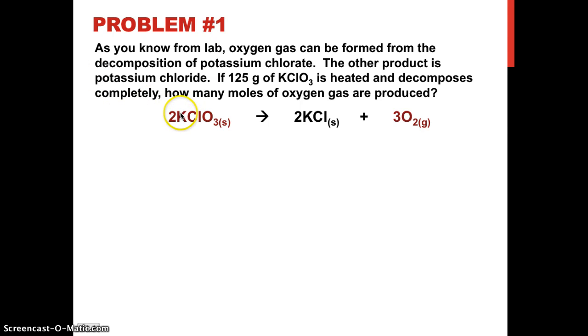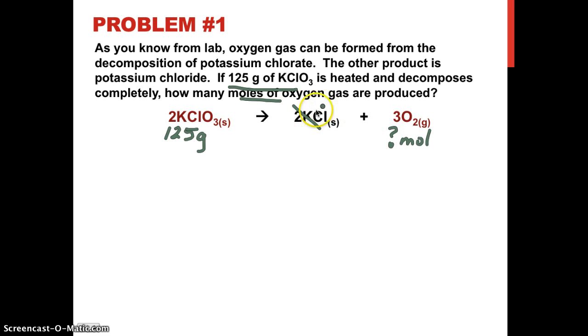So the first thing we always want to do is read through our problem, label our given, and also label where we're going. If I read through this real quickly, I can see that I'm starting out with 125 grams of potassium chlorate. And what I'm concerned about finding is how many moles of oxygen are going to be produced.